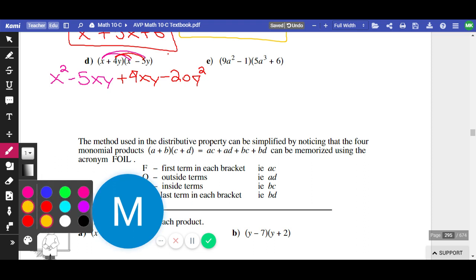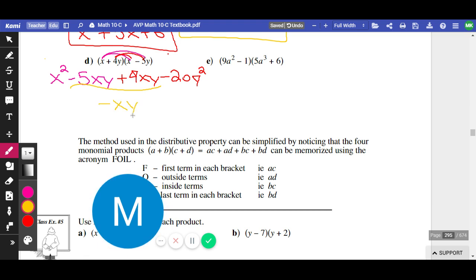Now you need to simplify, which means collect like terms. We do have a set of like terms in here. We have negative 5xy's plus 4xy's. Right? I can add those coefficients together. Negative 5 plus 4 will become negative 1xy. The other numbers remain the same because they have no other like terms. That is your solution.